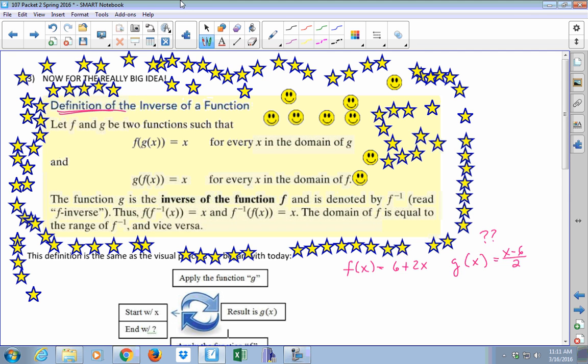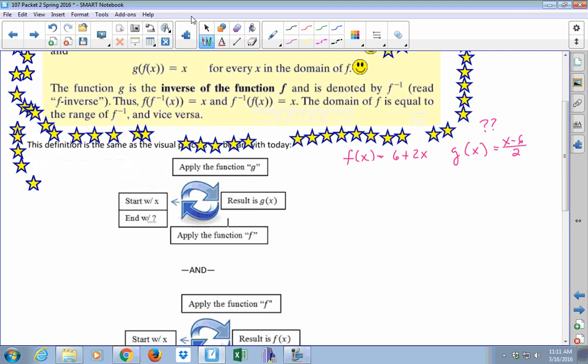So notice we have to show these 2 situations. We have to show that f of g of x is exactly the same as g composed with f of x. We switch the order and both of them bring us back to x. If you show that, then you have inverse functions. And then instead of calling it g of x, you could call it f inverse of x.